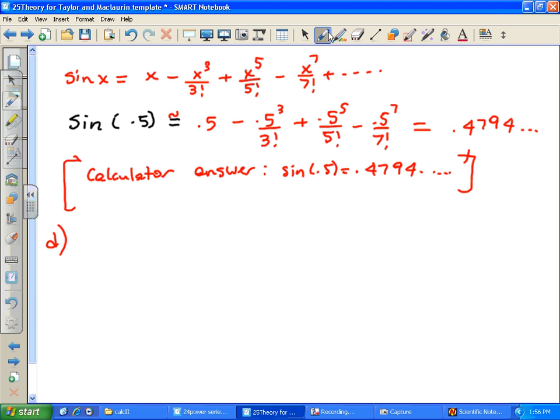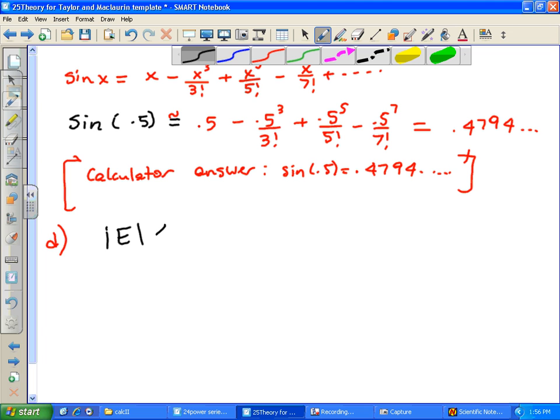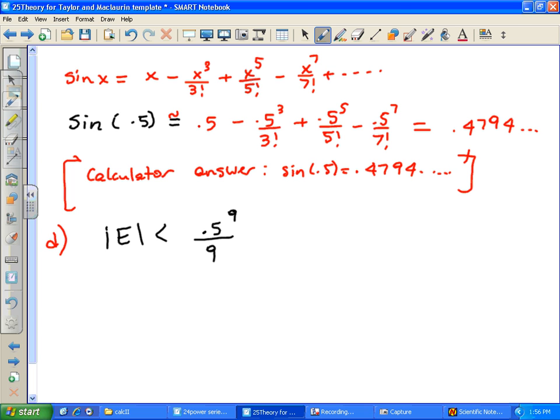So the theorem tells us that for an alternating series, the error will be less than the next unused term, which would be in this case what? 0.5 to which power? Remember, sine x only has odd powers, right? What would have been the next term on that series? To the 9th power divided by 9 factorial. This is going to be a really, really small error. 9 factorial is already a very large number.